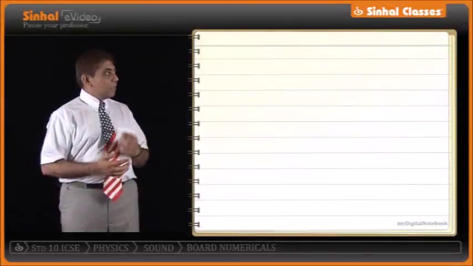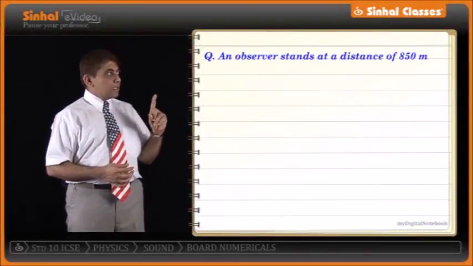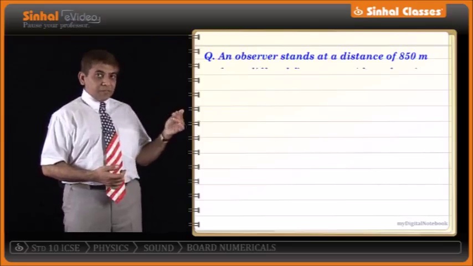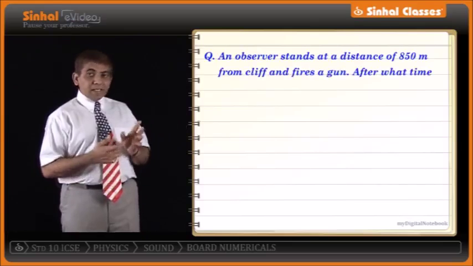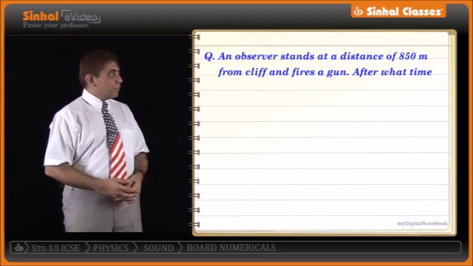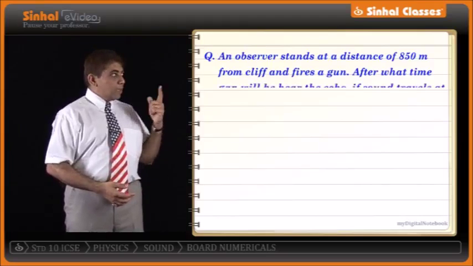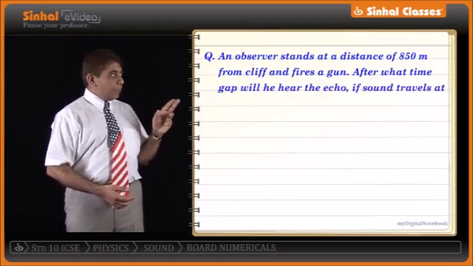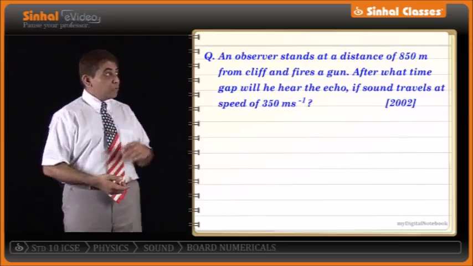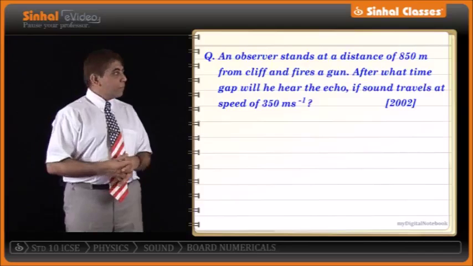So let's consider this first one. It says, that appeared in 2002, an observer stands at a distance of 850 meter from a cliff and then fires a gun. So he's firing a gun at a distance of 850 meter from the cliff. After what time gap will he hear the echo if sound travels at the speed of 350 meter per second? So they have given you the wave velocity, they have given you the distance, they are asking you to find out the time. How do we do it?